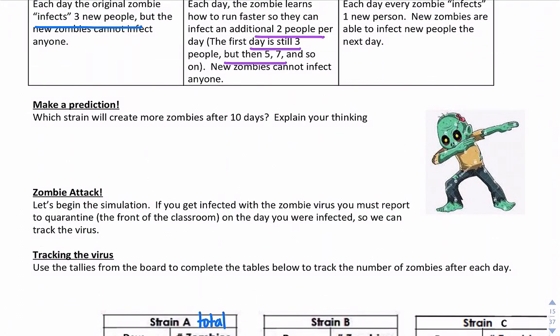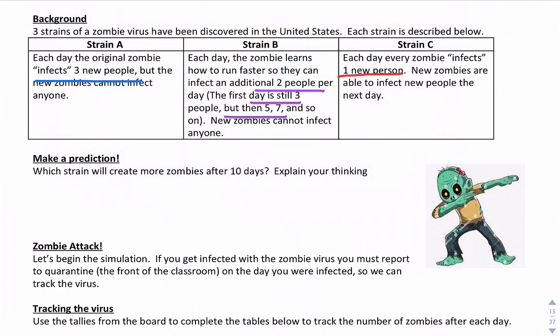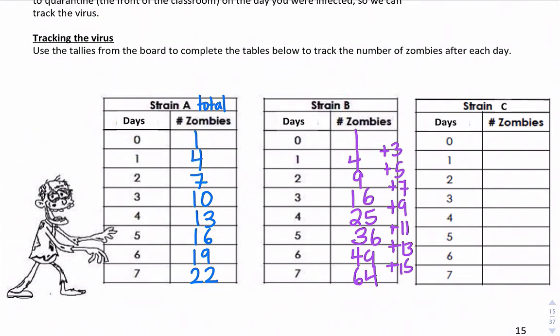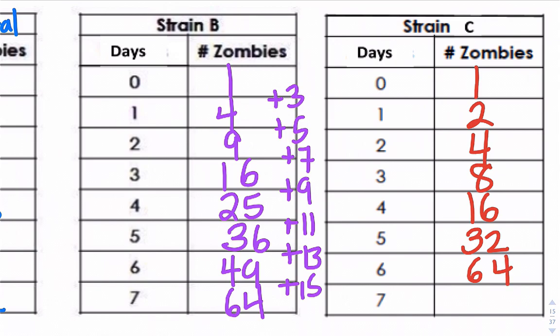And then strain C, each zombie infects 1 new person, and the new zombies can also infect a new person each day. So on day 1, there's 1 zombie, and he infects 1 person. Then those 2 people each infect a person, and those 4 people each infect a person, and those 8 people each infect a person, and so on.